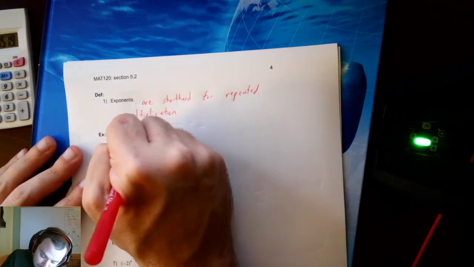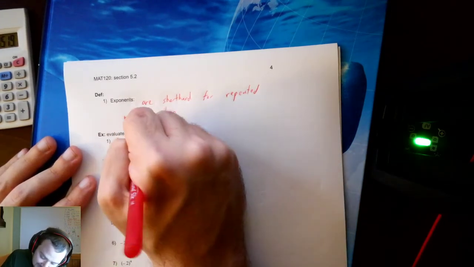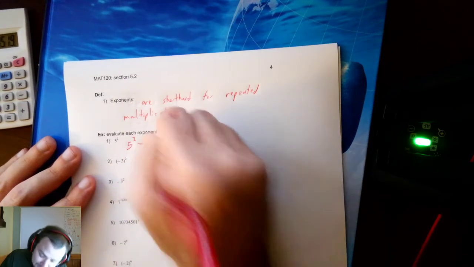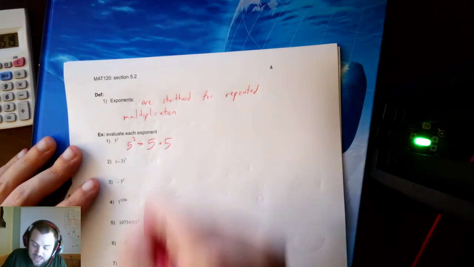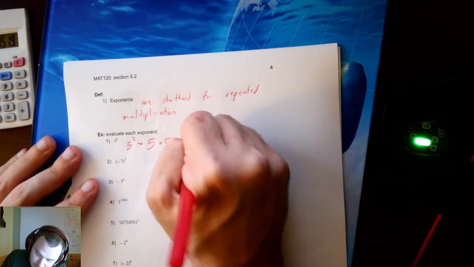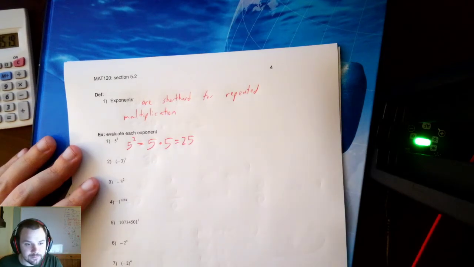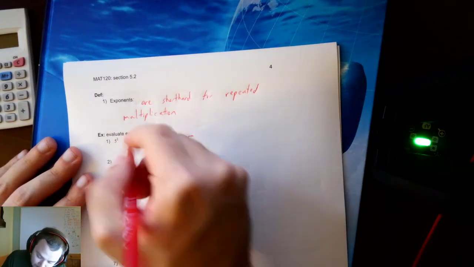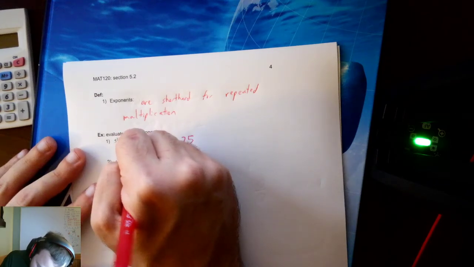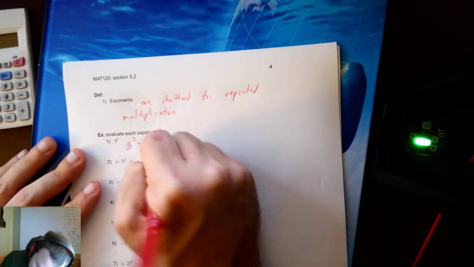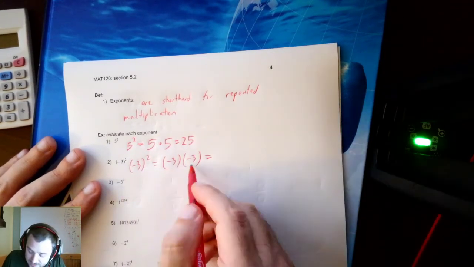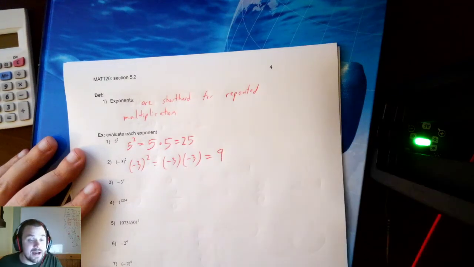And our first example, 5 to the second. The 2 tells me I want 2 copies of the base. 2 copies of 5. 5 times 5 gives me 25. So that is the first answer. 5 squared is 25. How about negative 3 squared? Well, negative 3 squared, I'm going to take 2 copies of negative 3. Negative and a negative make a positive. That'll be positive 9.